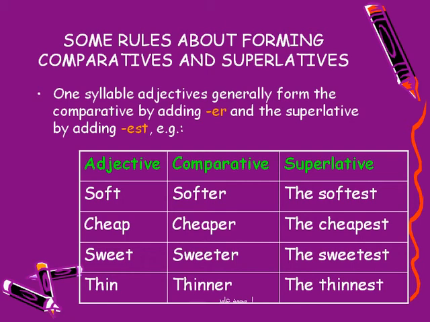For example, the adjective soft, in the comparative case it becomes softer, in the superlative case it becomes the softest. Cheap, cheaper, the cheapest. Sweet, sweeter, the sweetest. Thin, thinner, the thinnest.